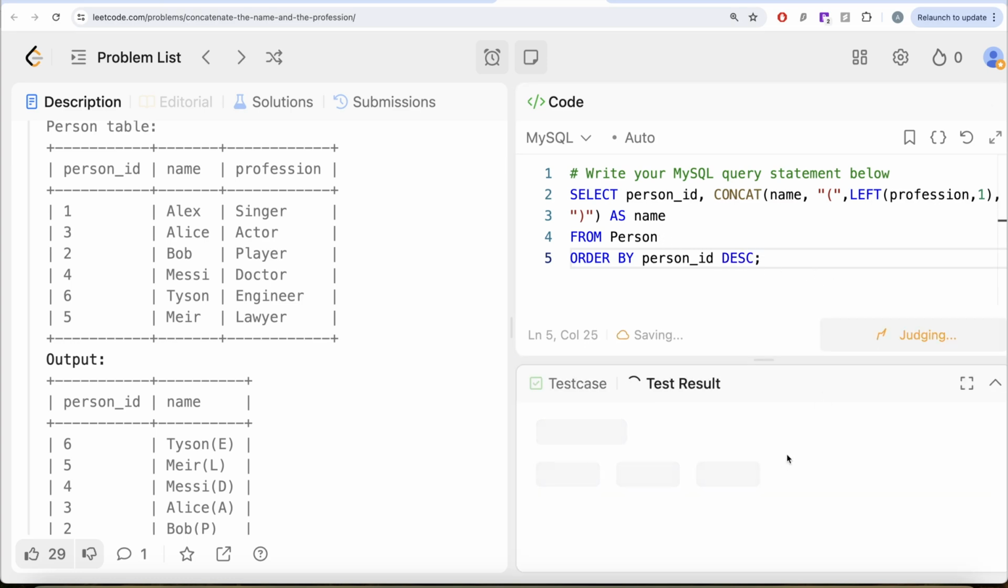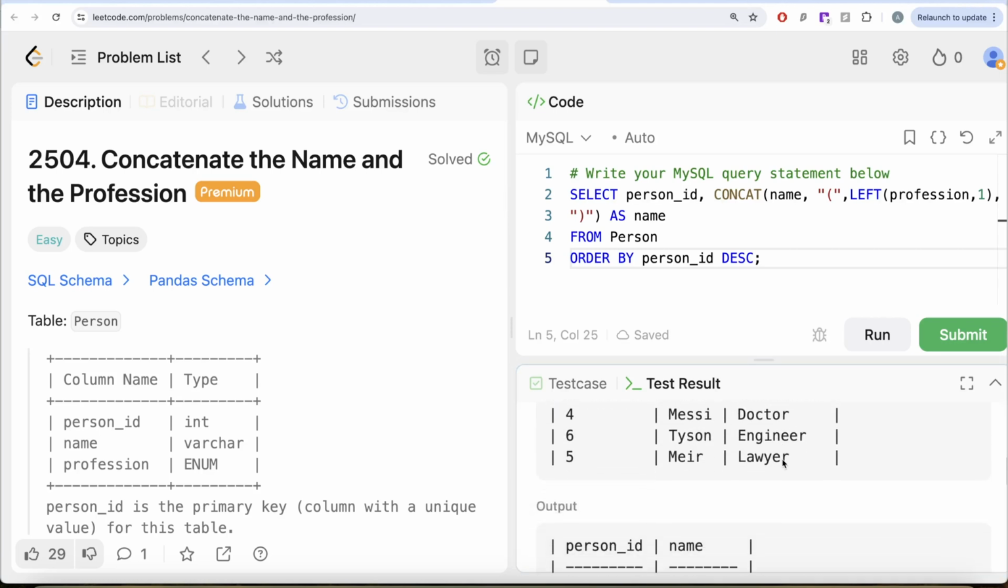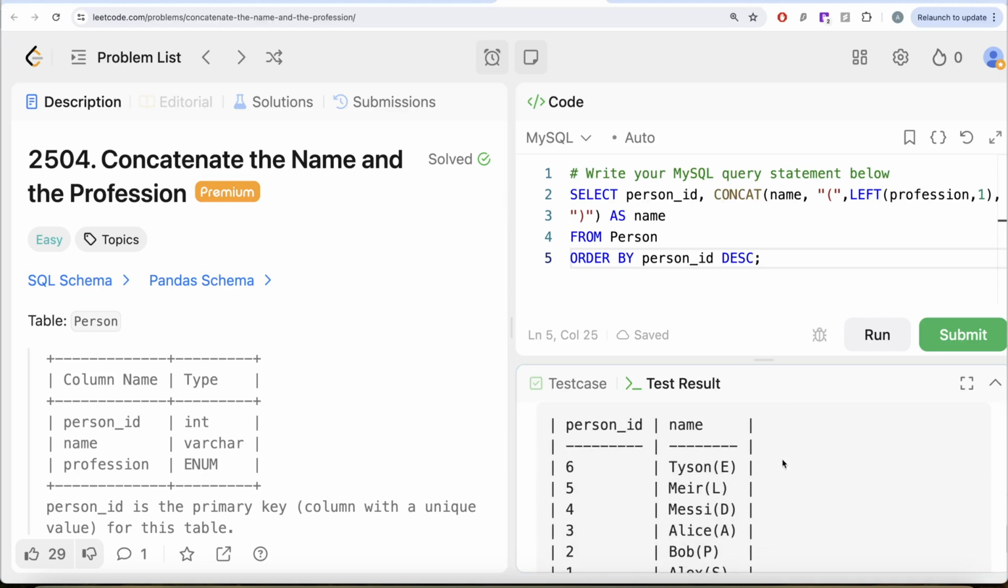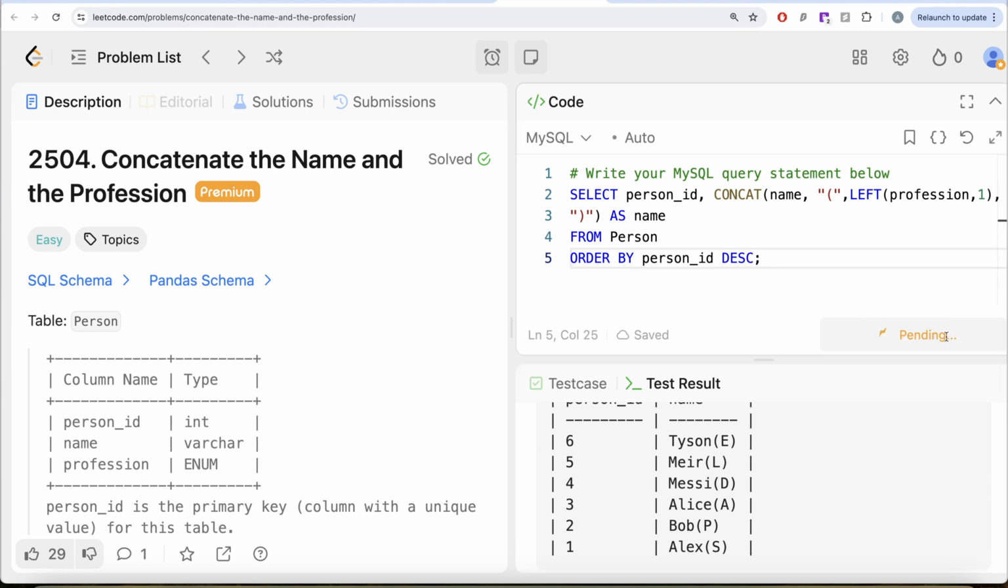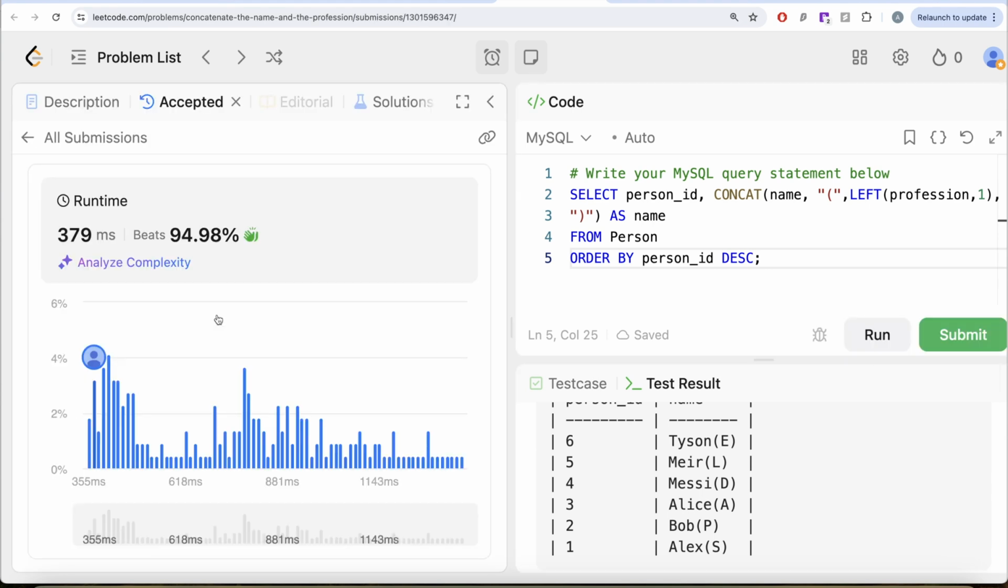Let's see what we get in our output. So yeah, this is accepted. Our output is exactly like the expected output. Let me go ahead and submit it, pass all the test cases. So yeah, this is accepted and this is how we do it.